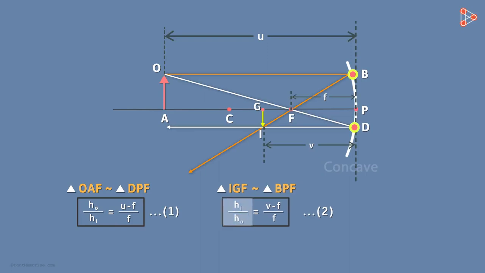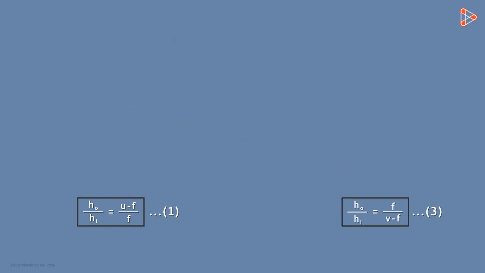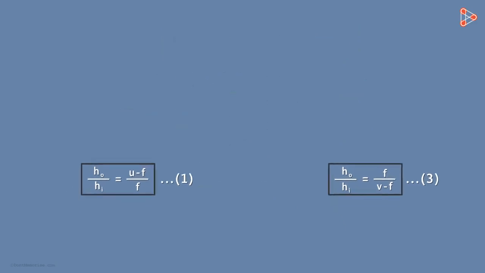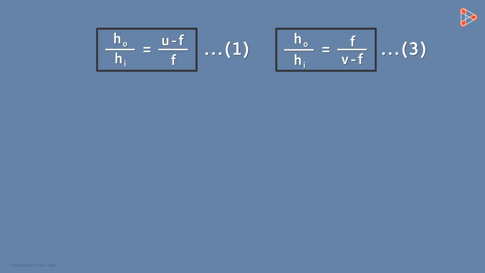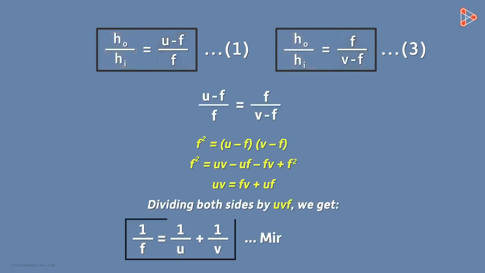Now let's invert equation 2 to get the third equation. We are almost there now. So we have these 2 equations now with us. They both have the same term on one side of the equal to sign, so the other 2 sides will be equal. Cross multiplying and solving further will finally give us the required mirror formula. Finally, we have our mirror equation in front of us. It was fun to derive it, wasn't it?